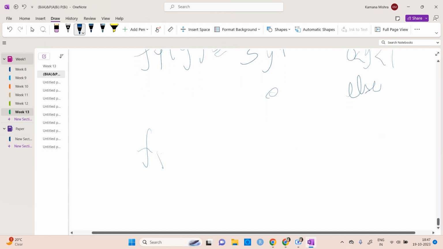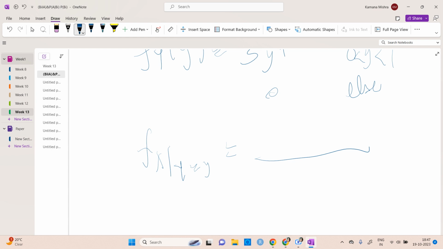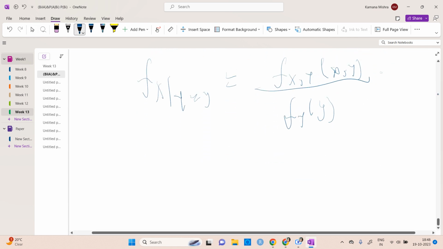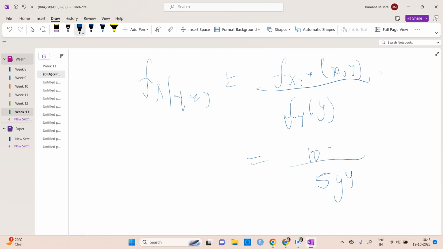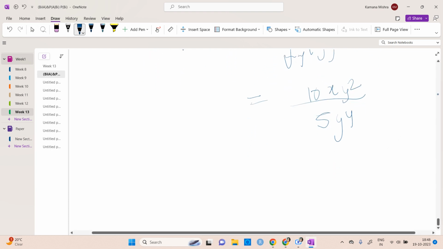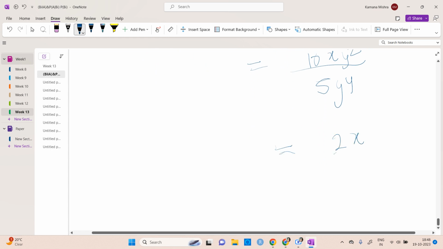Now the conditional one, let's say f(x given y). What is the conditional? In the denominator you have the marginal, and in the numerator you have the joint, because conditional is nothing but the joint, the intersection, divided by the whole. So you have f_Y(y), which was 5y to the power 4, and f(x,y), which was 10xy square. So it would be 2x upon y square.